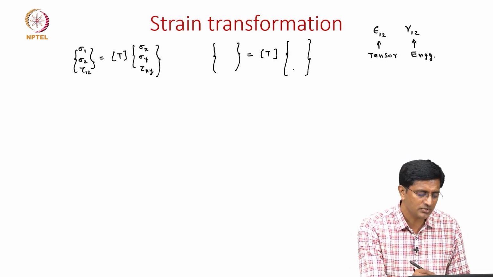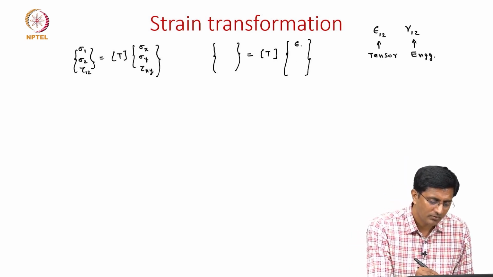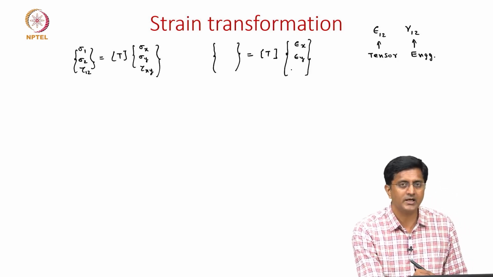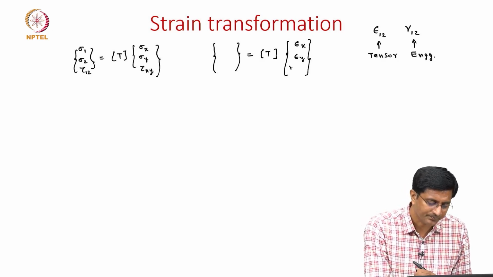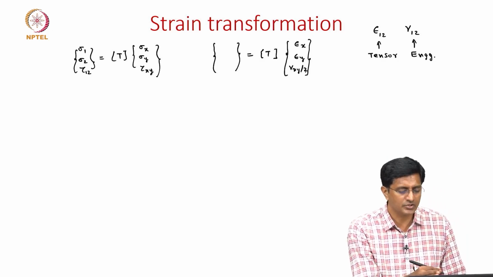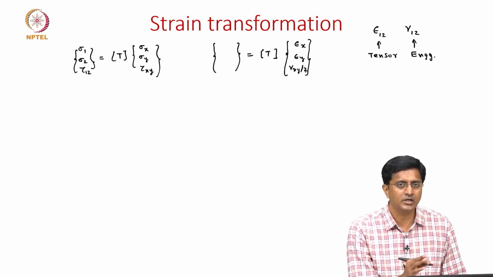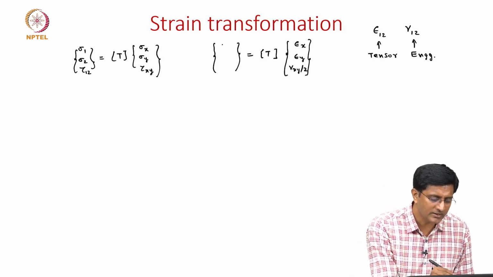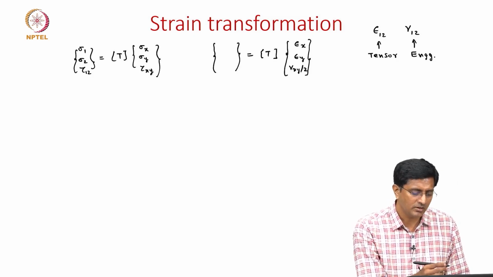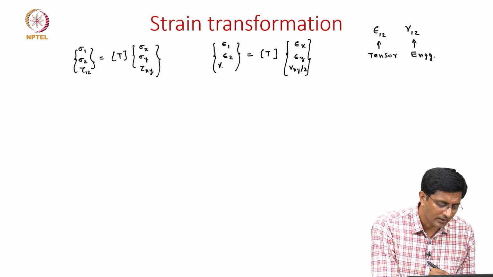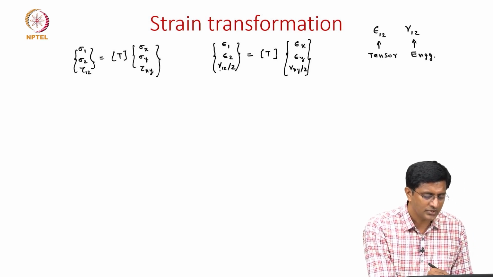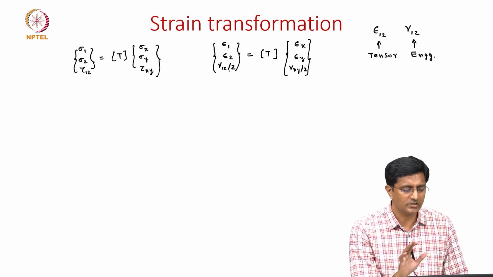So, how do we write these tensorial notations in the body format? We will write it as epsilon x, epsilon y, and instead of writing gamma xy, we will take half of it, which is then the tensorial quantity. So, gamma xy by 2. Then we are fine, because now we have written these strains in the tensorial notation. Similarly, let us write the strains in material coordinates. So, it will be epsilon 1, epsilon 2 and gamma 12 by 2. Since I have taken the half, now it is again a tensor quantity.